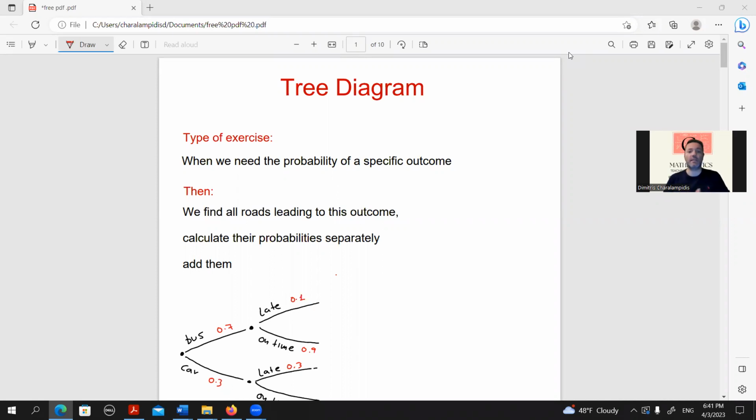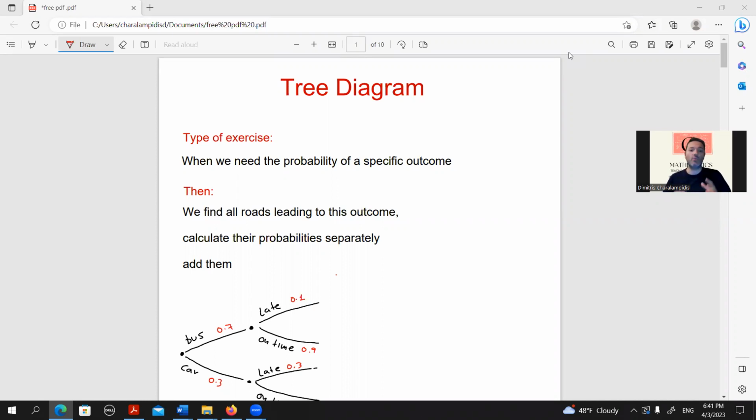In this video we will see one type of exercise which is based on the tree diagram. In this type, we will be given a tree diagram and we will be asked to find the probability of a specific outcome. The methodology in this case goes as follows.